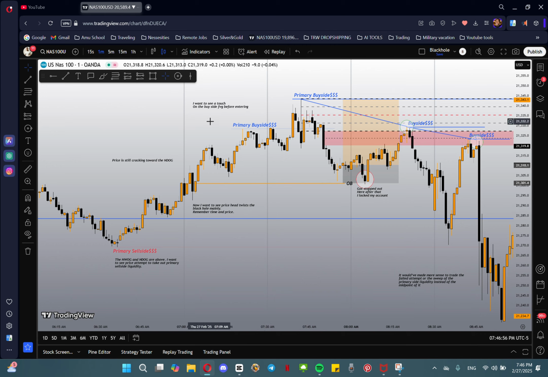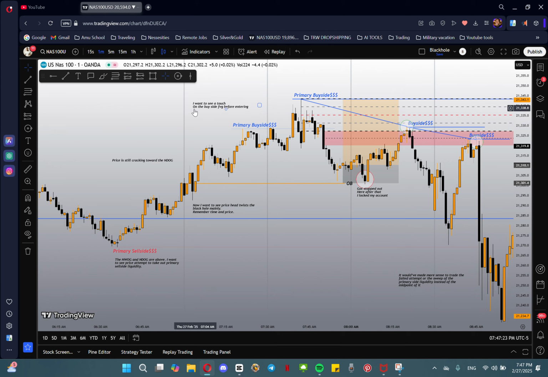Remember, time and price. Time and price is basically, if we're going to go into a trade and we want to hit a target, we literally have to sit there and let price do the work. There's nothing else to it. Or before a trade, we're waiting the whole time until price gives us at least the entry criteria for a confirmation that we should get in.